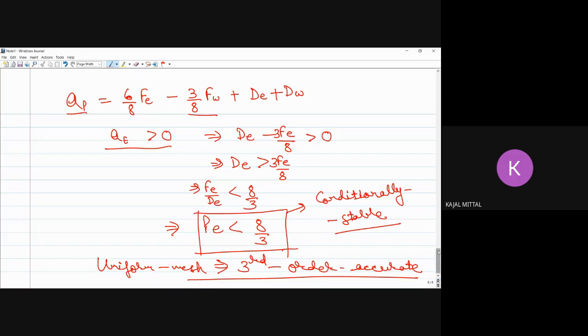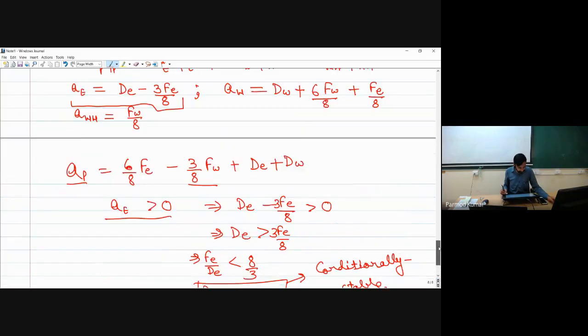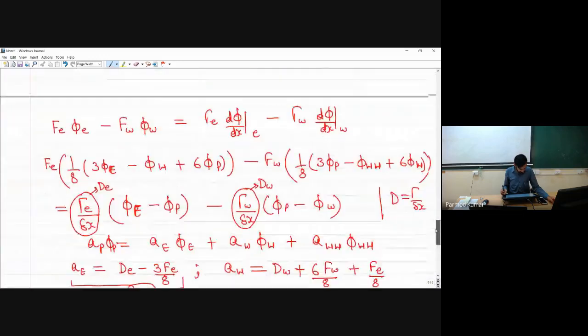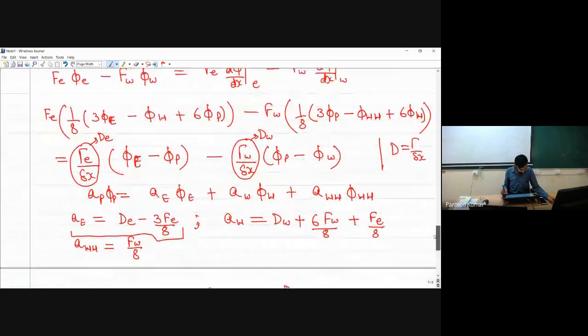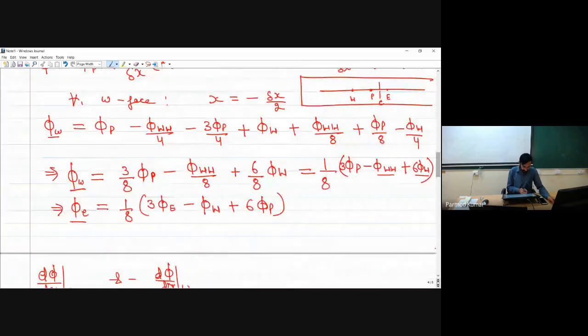So how have we got the order? What you can do is take the expression you have written now over here for phi E or phi W. Say, for example, you have written this expression of phi E equal to 1 by 8 into 3 phi E minus phi W plus 6 phi P. Now you have to involve 3 nodes, phi E, phi W and phi P, and with reference to phi E you have to apply the Taylor series expansion.